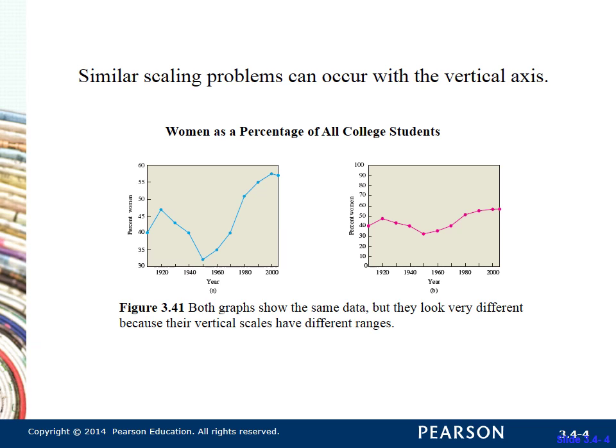So when your scale starts at 0, it looks much different depending on how high up you went. Also notice on the right it goes up to 100. My scale on the left is 30 to 60; they just encompass the highs and the lows. But if I go from 0 to 100, which is the full range of percentage, then you get a much different look. So both graphs show the same data, but they look very different because their vertical scales have different ranges.